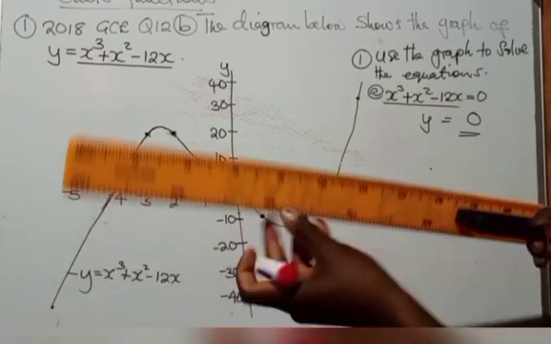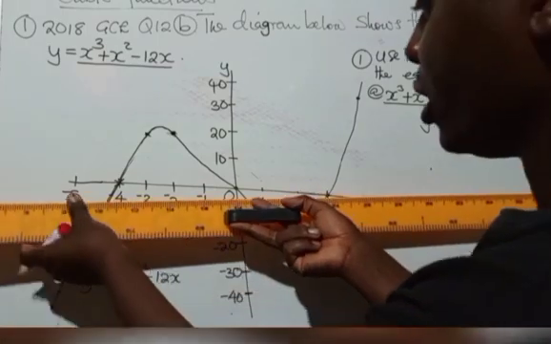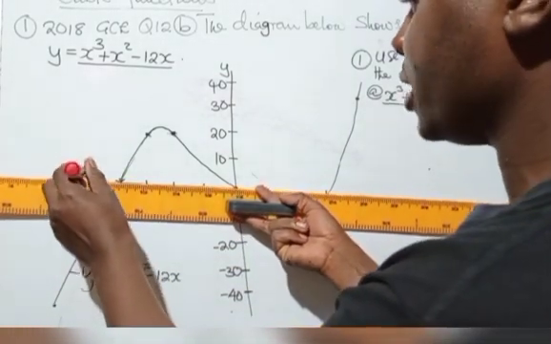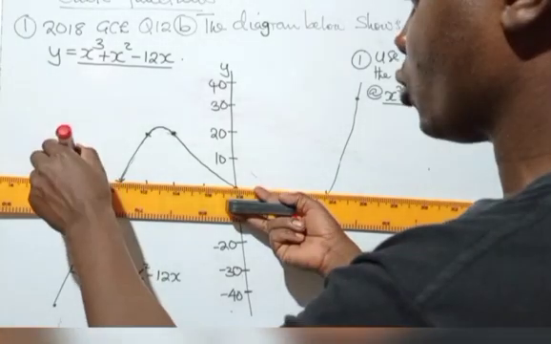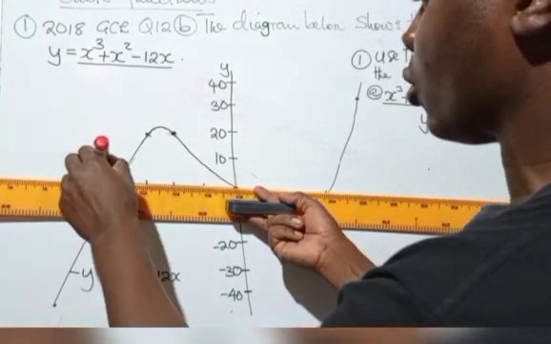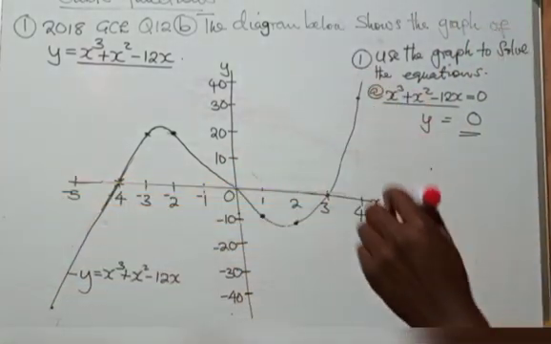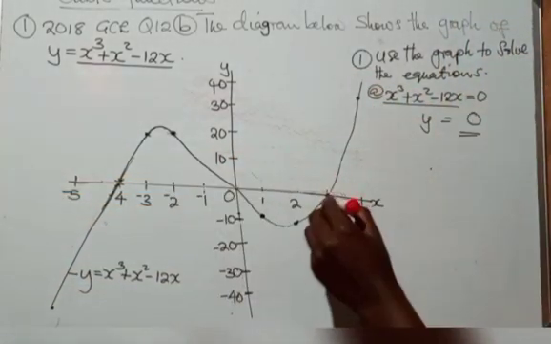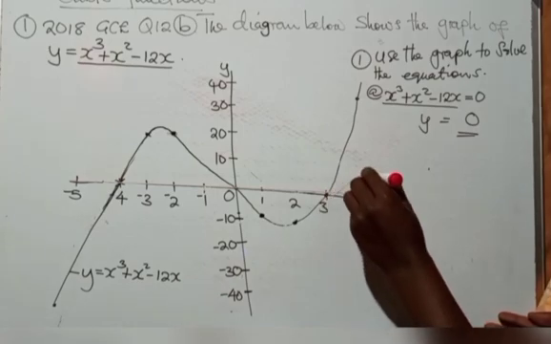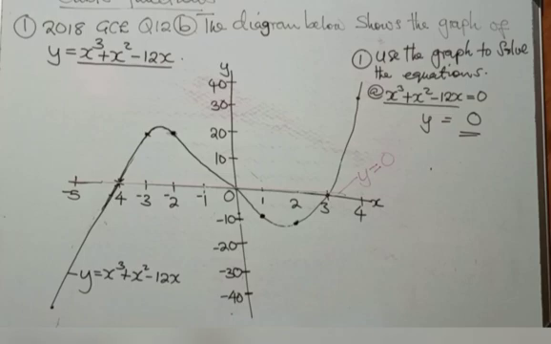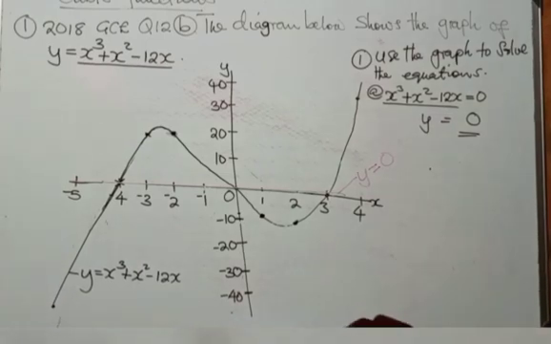So now the question is y is equal to 0. Where y is equal to 0, it is only the x-axis. The x-axis is the point where the curve is equal to, or where y is equal to 0. So I would draw my line there and name this line as y is equal to 0. Now, what are the values of x?